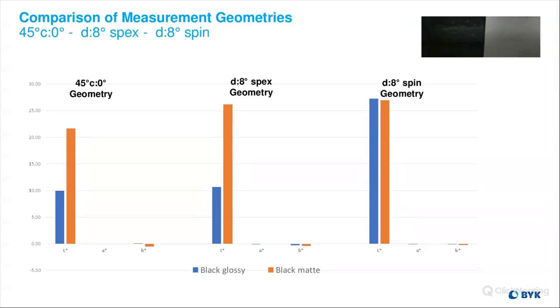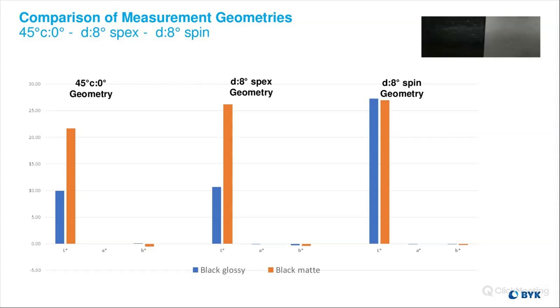So now let's look at some studies between the three different types of instruments: the 45/0, the D8 specular, and the D8 spin. Again, the specular excluded has the gloss trap, so it's designed to also capture the gloss data. When we look at the blue graph, which is the black glossy sample up here in the corner, the 45/0 and the D8 specular excluded match fairly one for one. So our blue lines are almost identical on L, A, and B axes.